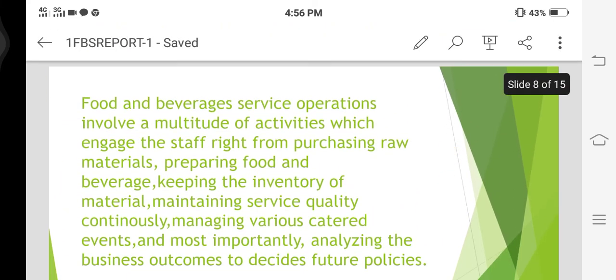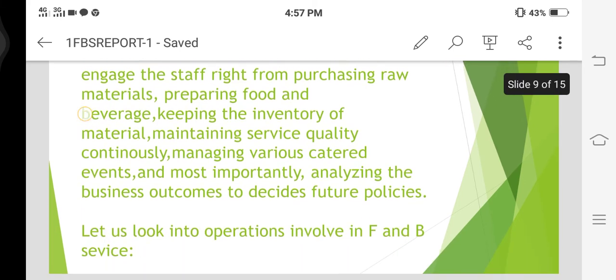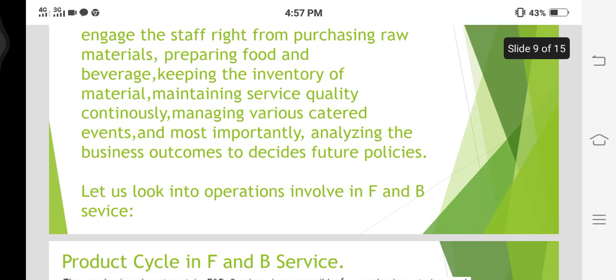So, in a brief explanation of this, if you want to have a business like food and beverage services, you expect that there are many different roles and responsibilities when it comes to operating a restaurant. So, let us look into operations involved in F&B service.